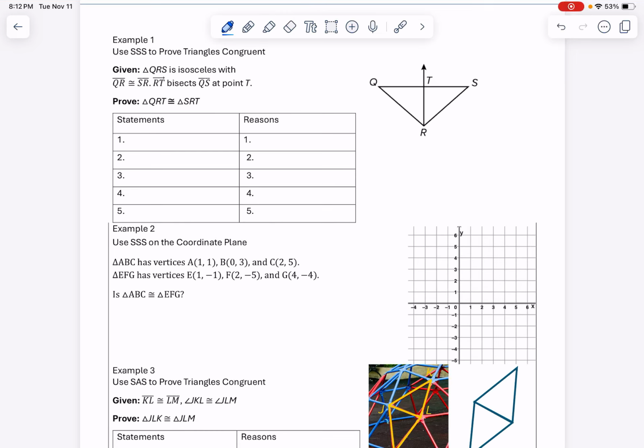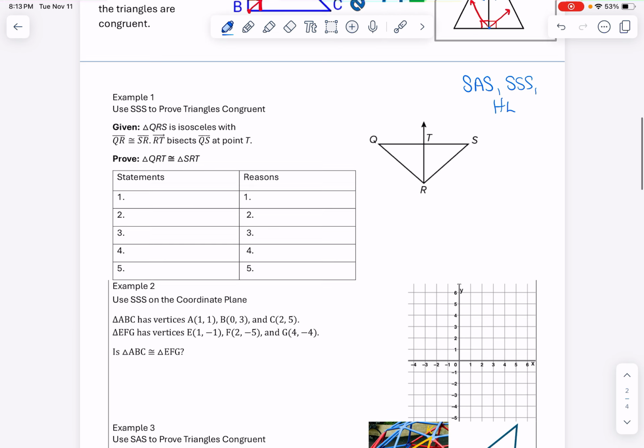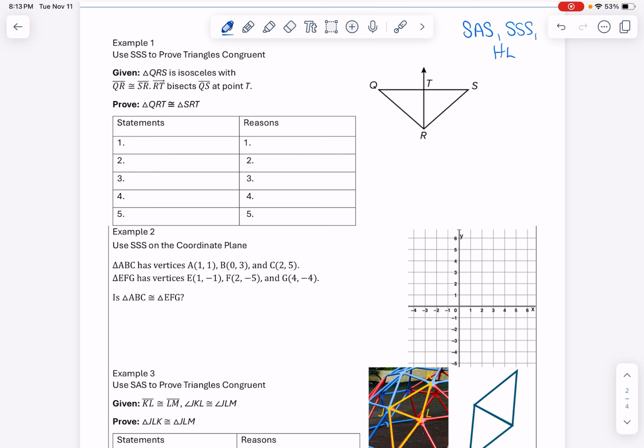Once you know three ways that you can prove triangles congruent: side-angle-side, side-side-side, and hypotenuse-leg, then you can actually walk through some of the process of proving those triangles congruent. For example, we have an isosceles triangle, QRS. QRS is an isosceles triangle with QR congruent to SR. So we start every proof by writing the given.